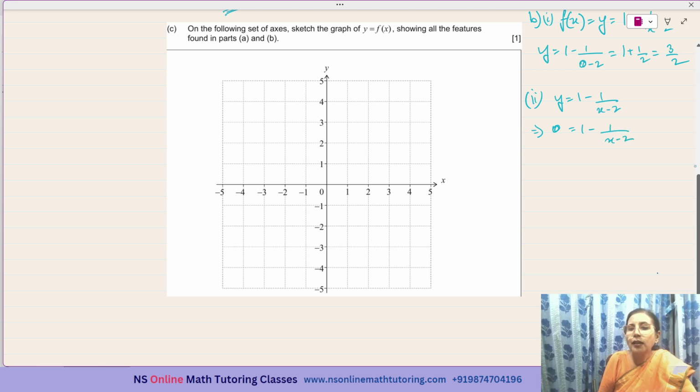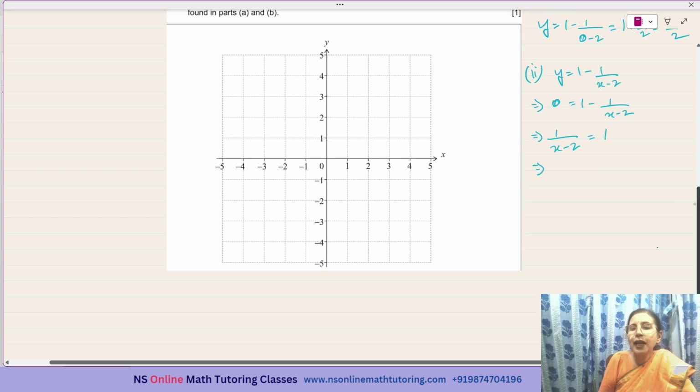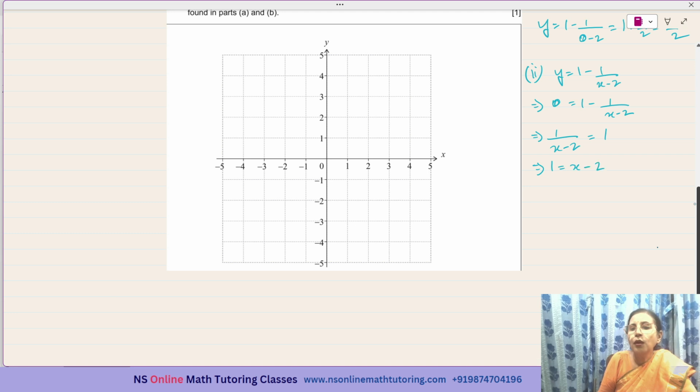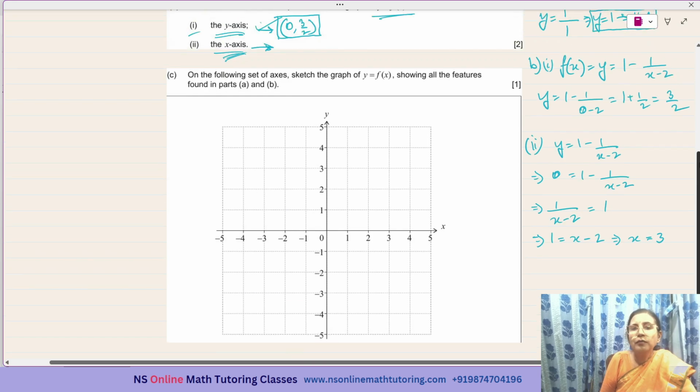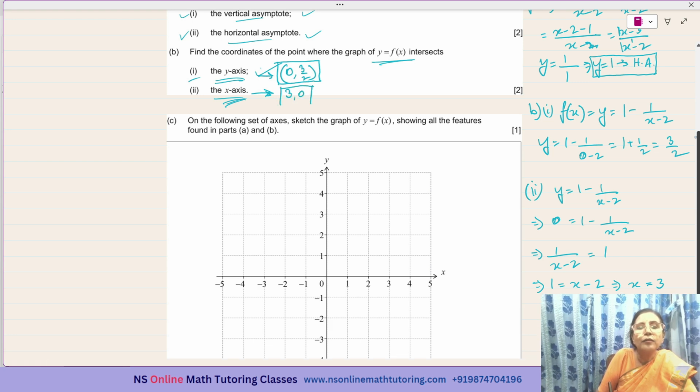Or I can add 1 over x minus 2 to both the sides. So I get 1 over x minus 2 is equal to 1, or multiplying both the sides by x minus 2, I get 1 equal to x minus 2, and adding 2 to both the sides, we get x equal to 3. Okay, so this is 3, 0. The y coordinate is 0.